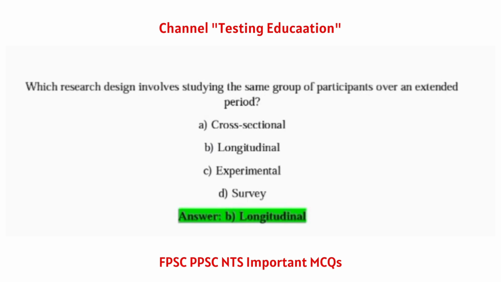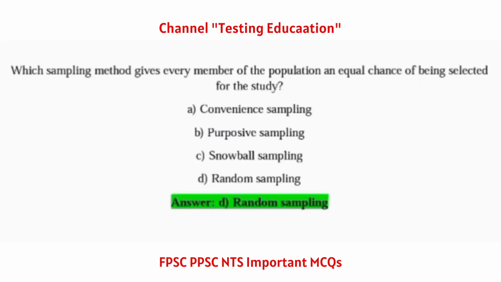Number 8. Which research design involves studying the same group of participants over an extended period? And the answer is longitudinal. Number 9. Which sampling method gives every member of the population an equal chance of being selected for the study? And the answer is random sampling.